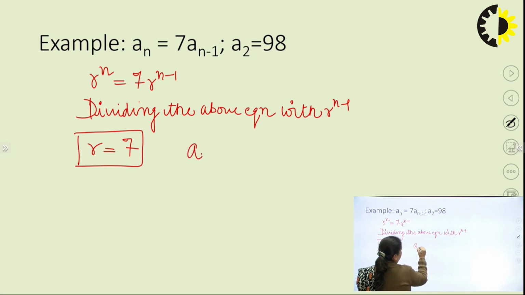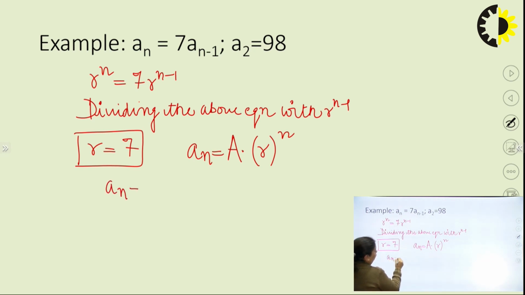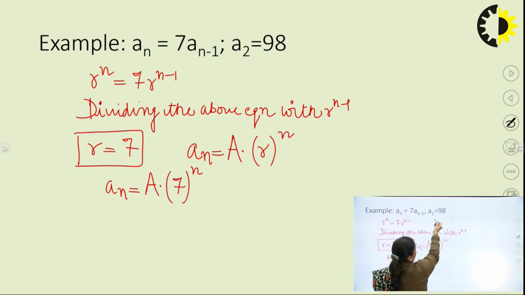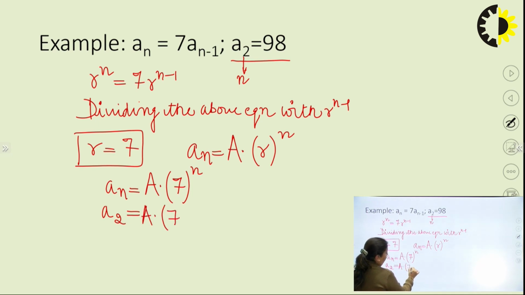The general solution to this is a_n is equal to capital A, which is a constant, times r to the power n. Now I already have the value of r, that is 7. So a_n is equal to A times 7 to the power n. Now let's see the initial condition given to me. It is given as a_2 is equal to 98. That means the value of n here is 2. Let's substitute this. In place of n I substitute 2: A times 7 to the power 2.